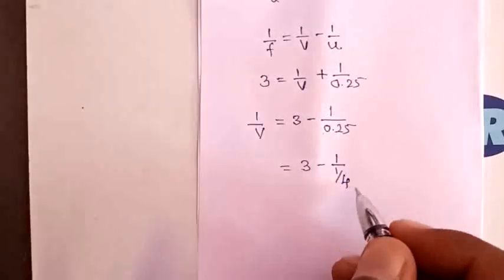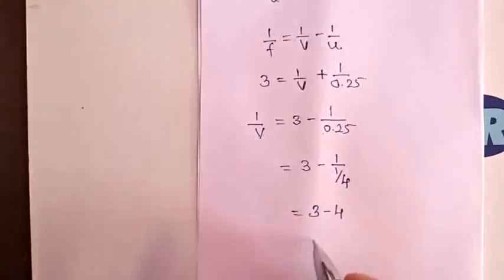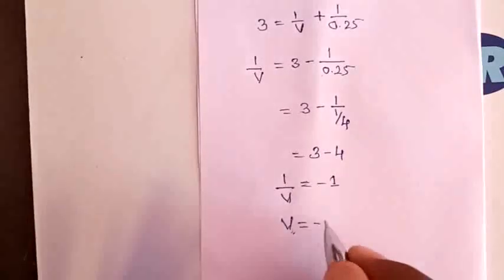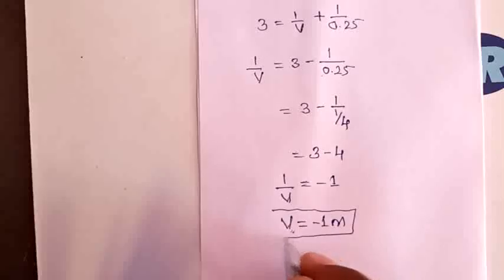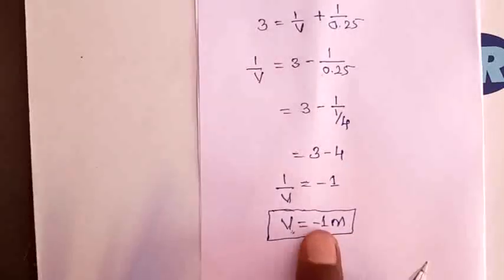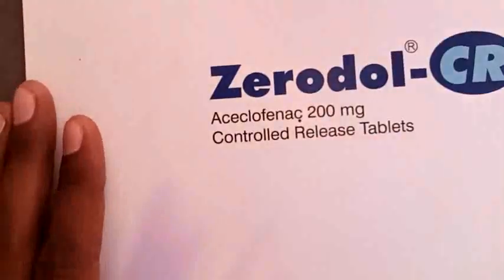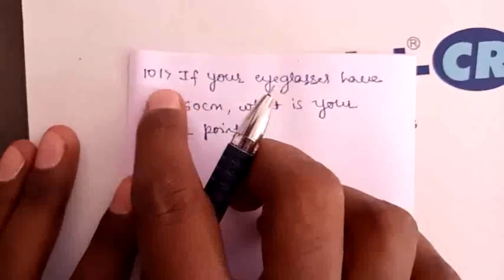I will take this 4 to the numerator, then it is 3 minus 4, that is minus 1. Then it is 1 by v, but we require v now, then v is also minus 1 meter. Okay, it is the far distance at which the object is seen clearly, that is v is equal to minus of 1 meter. Next we are going to solve question 101.